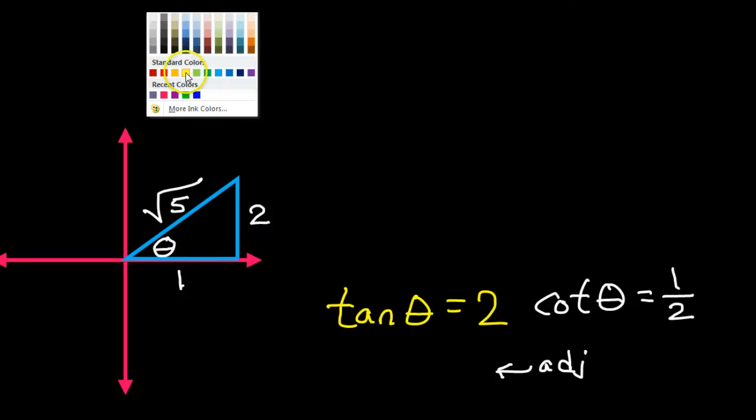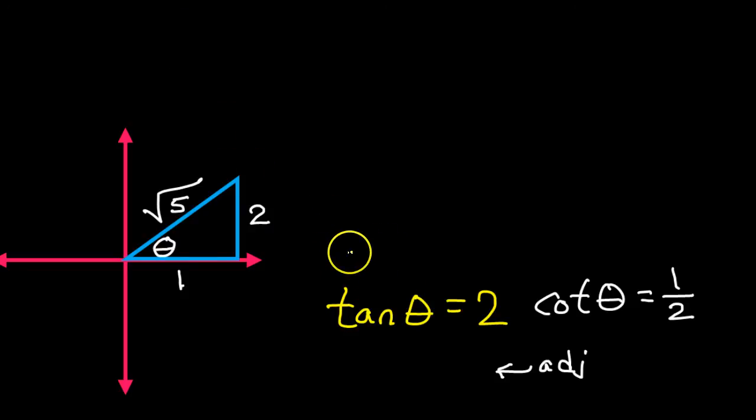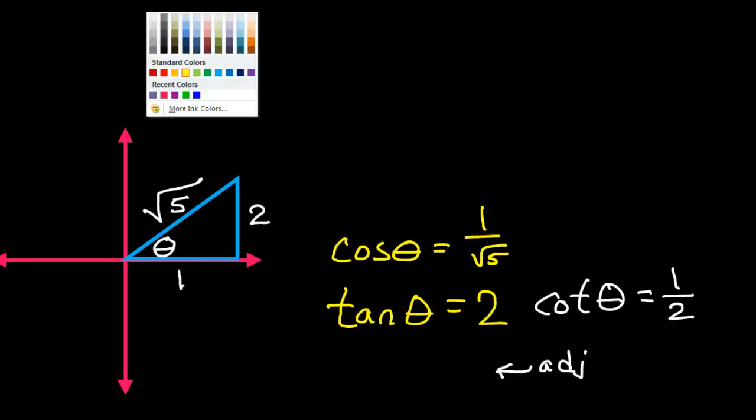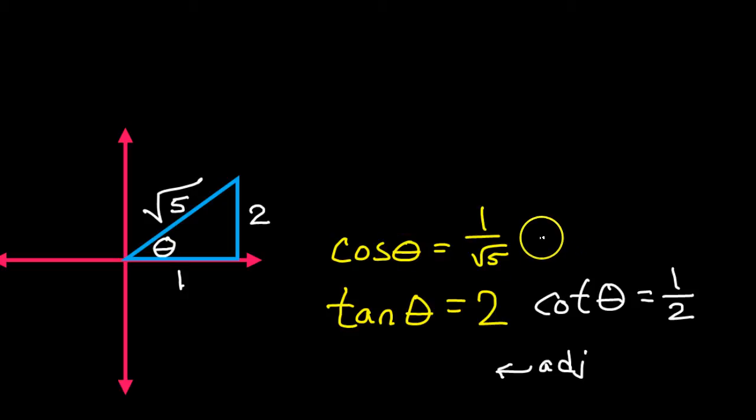Better finish this up. So let's do the cosine function. Cosine is adjacent over hypotenuse, so that's 1 over radical 5. The reciprocal of that will be the secant function. So that would be radical 5 over 1, which is just radical 5.